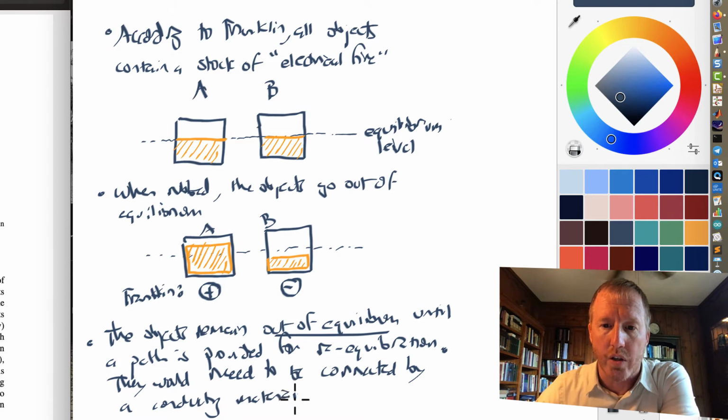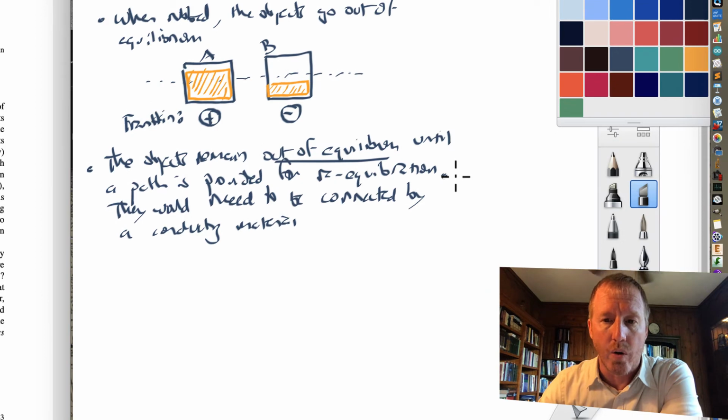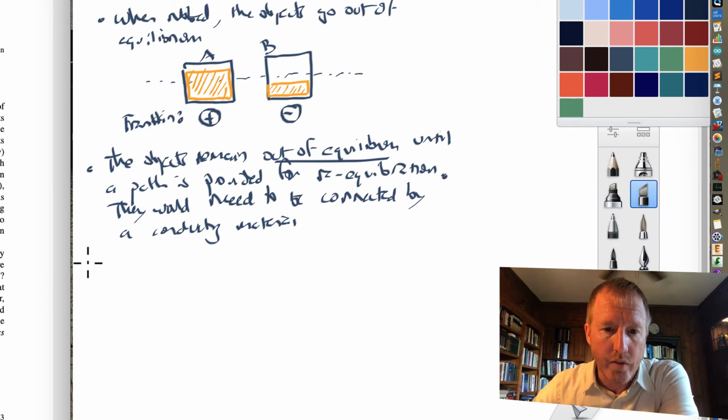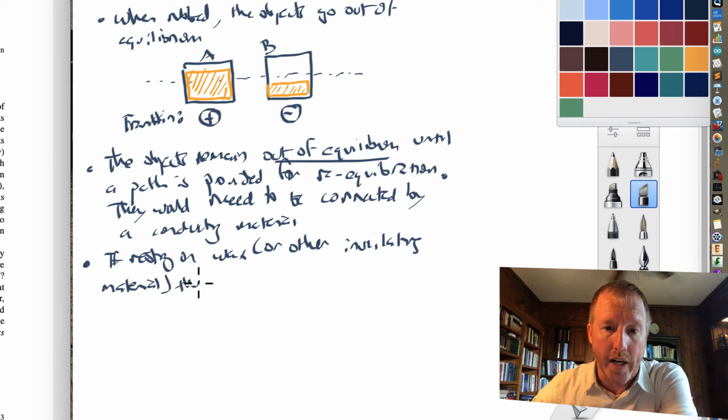Like if you took these two objects, glass and silk, rub them, they're out of equilibrium. So long as they're not touching each other, they will remain out of equilibrium. But if you touch them, they will reacquire equilibrium. Or if you put a copper wire between them, okay? If you have these resting on wax or some other insulating material, they would just remain electrified.